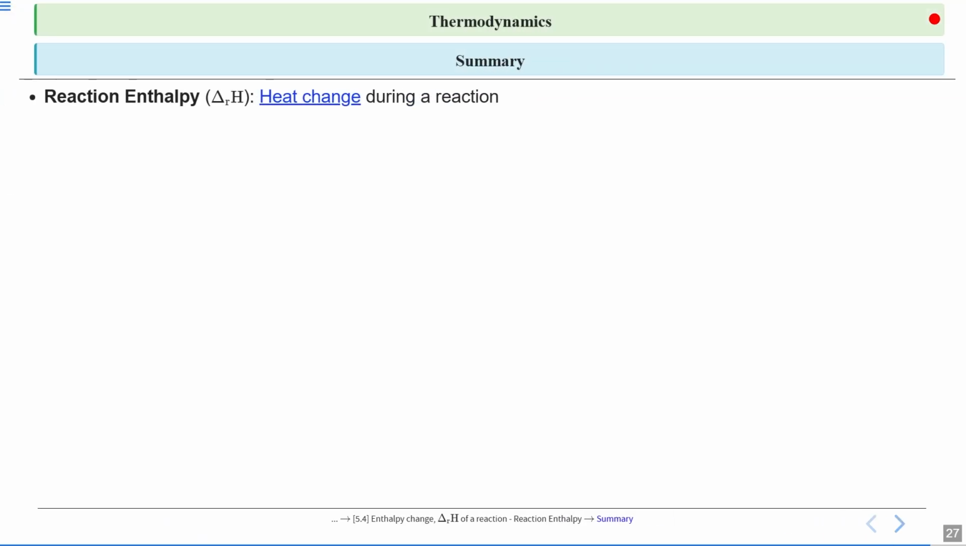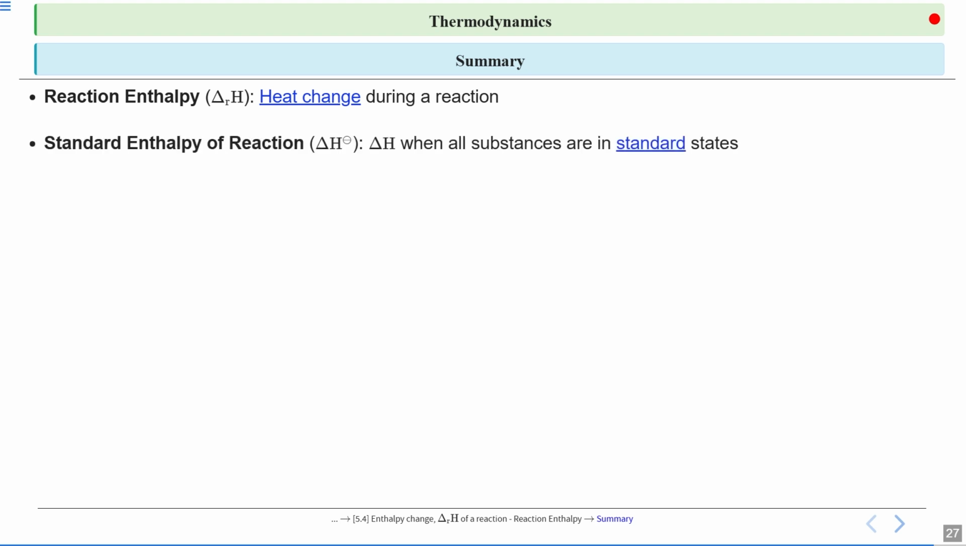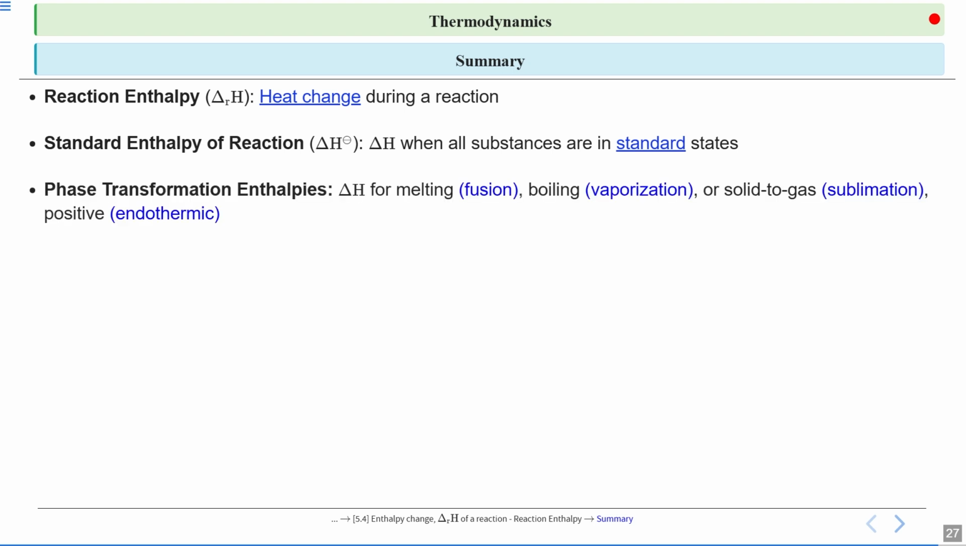Now, let us summarize all of this. How can we summarize it? Heat change during a reaction is called the reaction enthalpy. Second thing we studied, the standard enthalpy of reaction is nothing but the enthalpy of reaction at standard states. Third thing is, we can also have enthalpy change during a phase transformation. For example, for conversion of solid to liquid, we have a standard enthalpy of fusion. For the conversion of liquid to gas, we have standard enthalpy of vaporization. And from solid to gas, we have standard enthalpy of sublimation. All of these processes that you are seeing are endothermic, so they will need heat for the conversion.